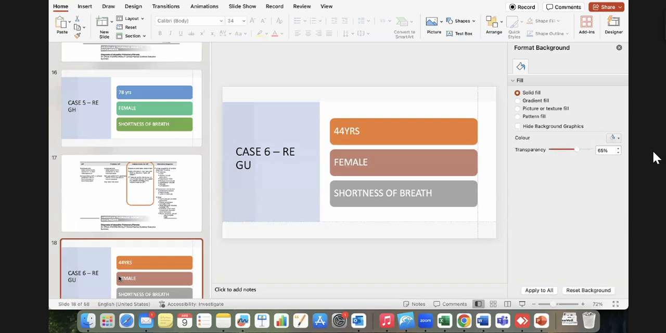So this is about this. And now we have this very interesting case. You will see change of spectrum. This is a 44-year-old lady who has come with shortness of breath, a young patient.